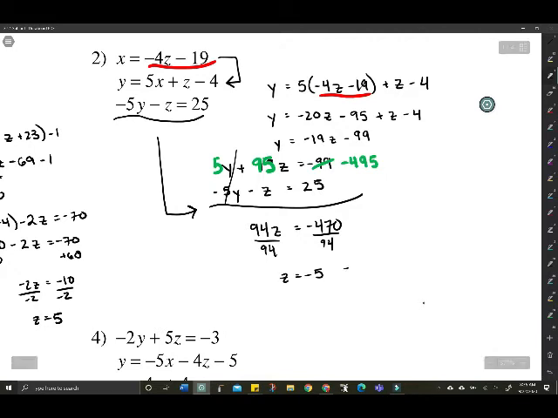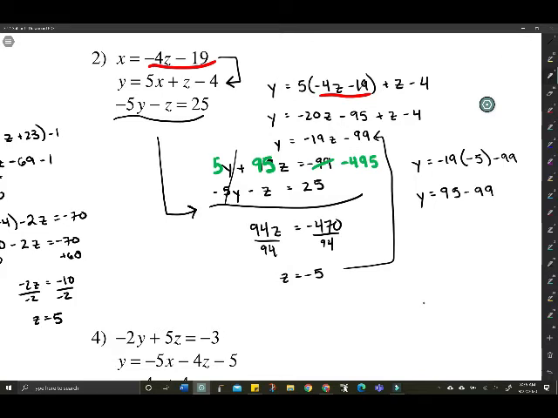So I'm just actually going to work my way back, plug it in to find y. So I know that y then is equal to negative 19 times z minus 99. Y then is 95 minus 99. And then, I believe 19 times, yep. And then y is equal to negative 4. All right. Y and z are found.